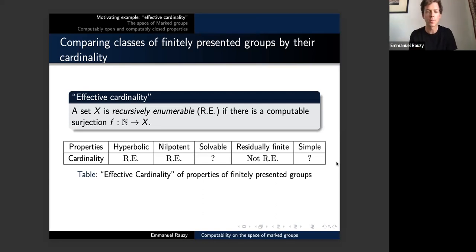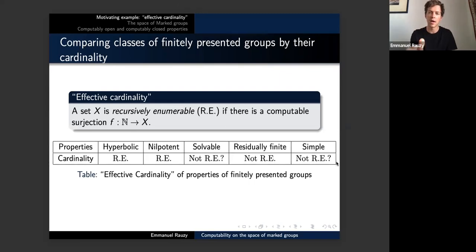Hyperbolic and nilpotent groups define recursively enumerable sets of finitely presented groups. On the contrary, for residually finite finitely presented groups, this is not a recursively enumerable set. And for solvable and simple, whether or not they are recursively enumerable is an open problem. Here I've written down what the conjecture is. The question about simple groups has attracted a lot of attention lately because it's related to the famous Boone-Higman conjecture.